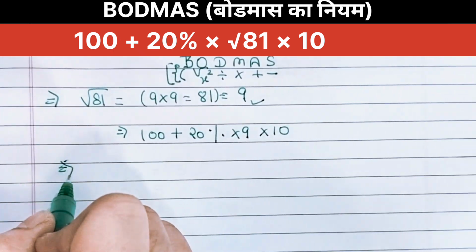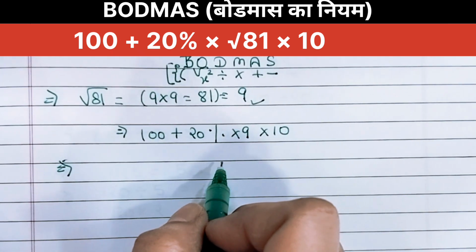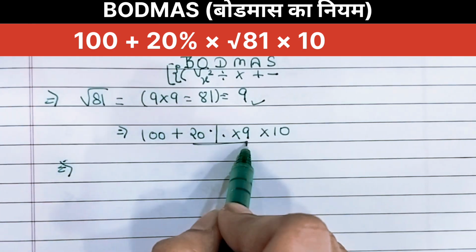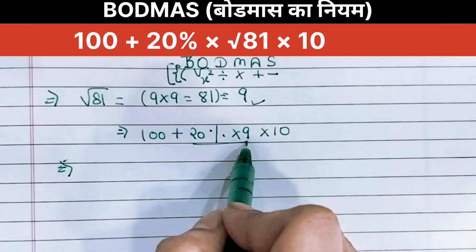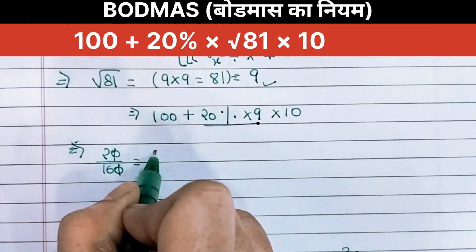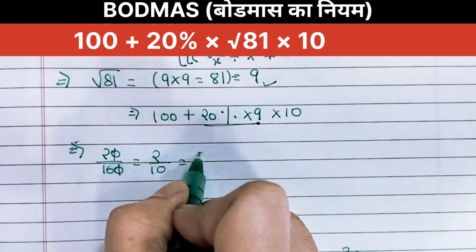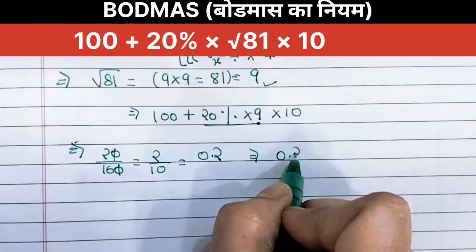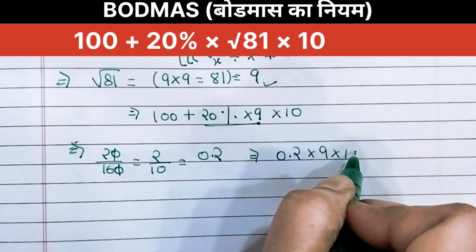Move to the next step. Apply the BODMAS order of operation. We must perform the multiplication before addition and convert this percentage to a fraction or a decimal. So 20% is 20 upon 100. We can cut the zeros and it becomes 2 upon 10, and in decimal it becomes 0.2. Now multiply the terms: 0.2 multiplied by 9 and multiplied by 10.